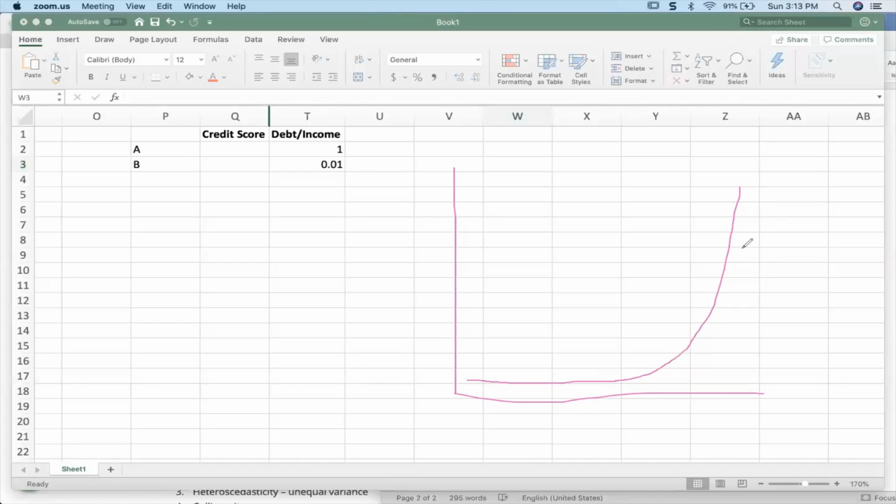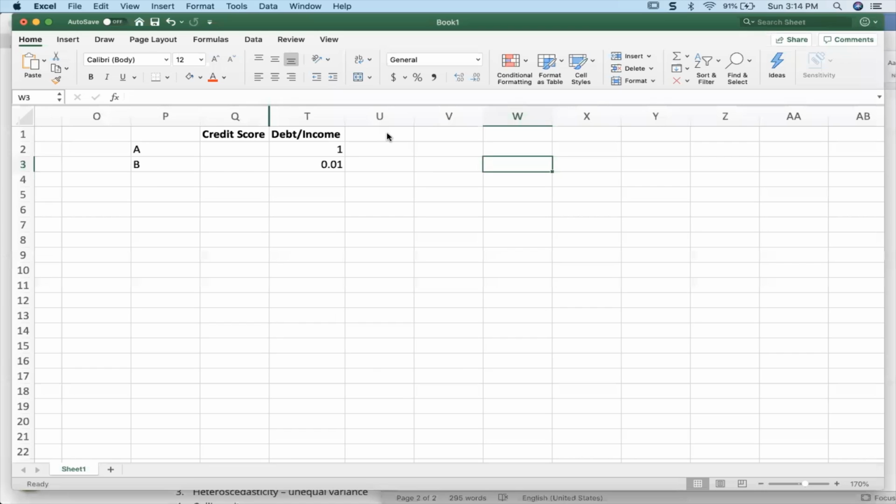Guys, what distribution does this follow? When you have a curve like this, it's exponential. It's not linear, it's exponential. The moment you see exponential, you feel that both of these variables, debt and income, follow an exponential distribution. Then what do we do? Let me take log of debt divided by log of income.